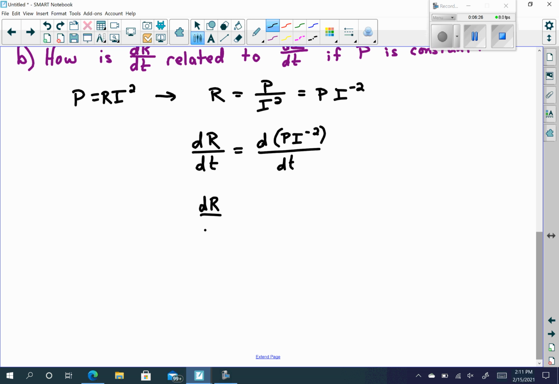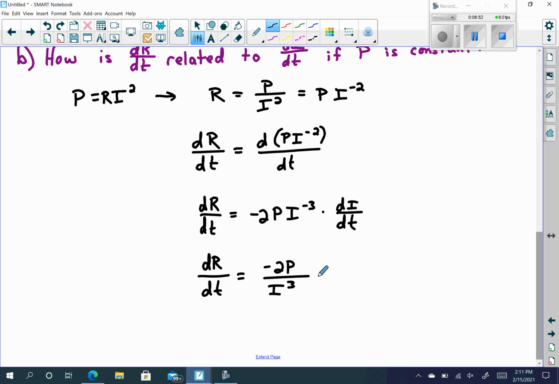So dr over dt. Again, P is a constant, so this is just going to become a negative 2P times I to the negative third, again, times the derivative of whatever I is equal to, so di over dt. We could leave it this way, or we could flip that, take the reciprocal. So we could say that this is negative 2P divided by I cubed times di over dt.